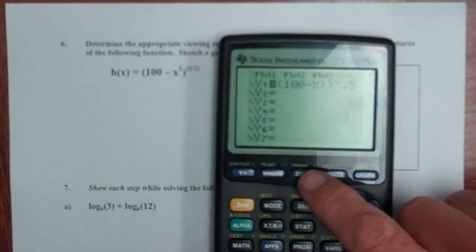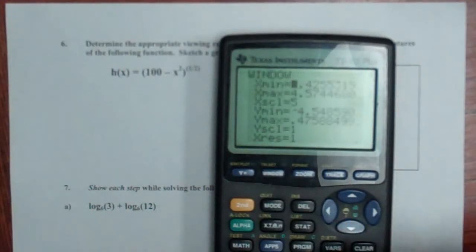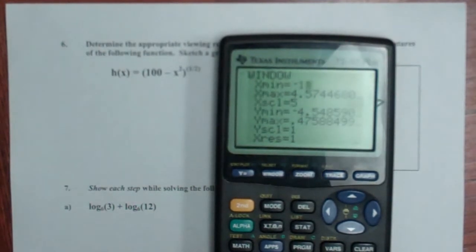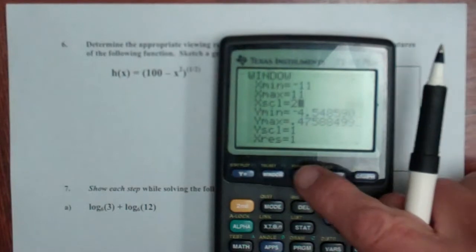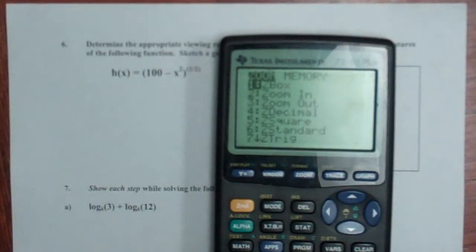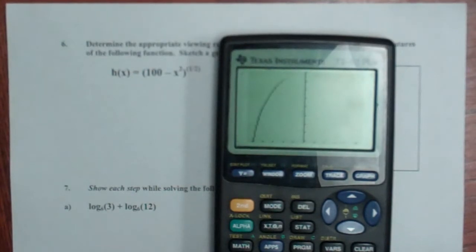All right? But if I go to the window and change this to, say, negative 11 and then positive 11, and my scale maybe every 2. Once I've bracketed the x's, I simply need to do zoom 0. And I'm going to get a graph that hopefully looks somewhat sensible. It should have that in there.